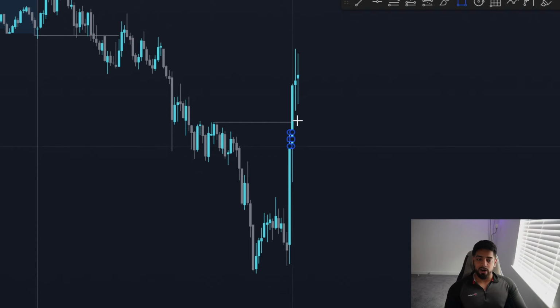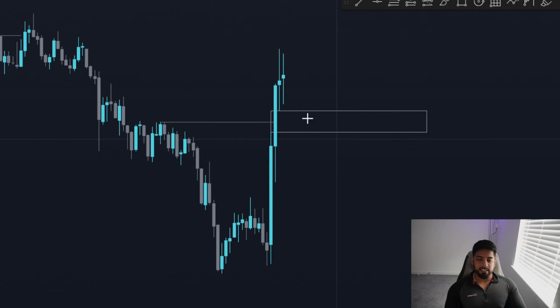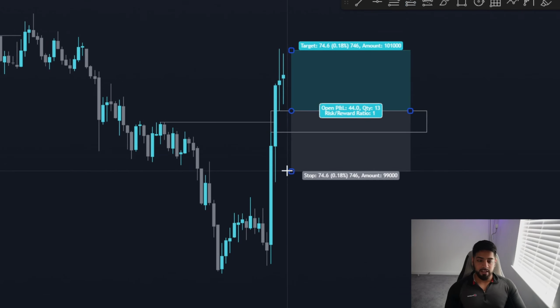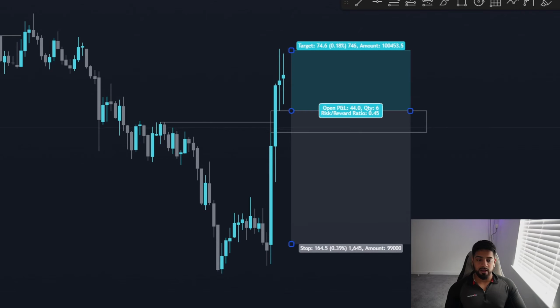So next step is to identify the fair value gap where we're going to be taking our entry. As we can see, this fair value gap is the one that actually gave us that market structure shift. It broke out, gave us that market structure shift right there. So we're going to be taking our entry at the open of that fair value gap with our stops just below that low right here.